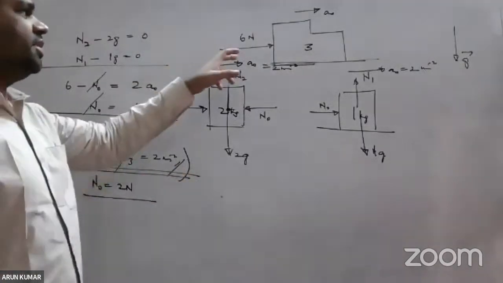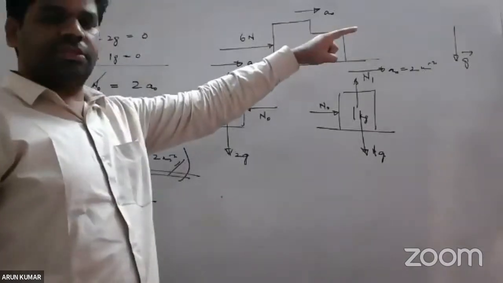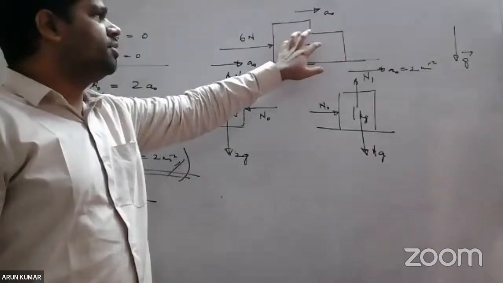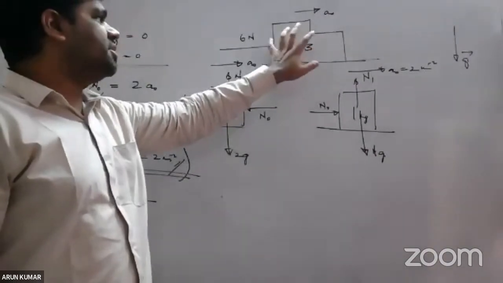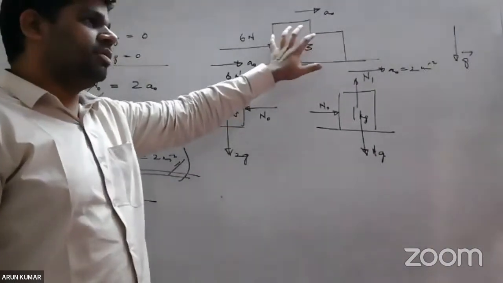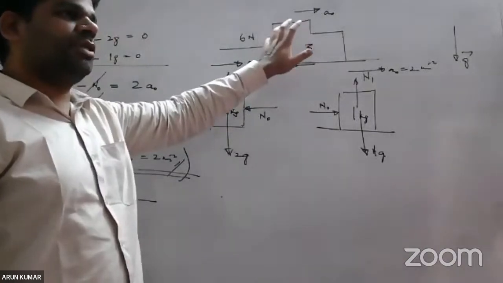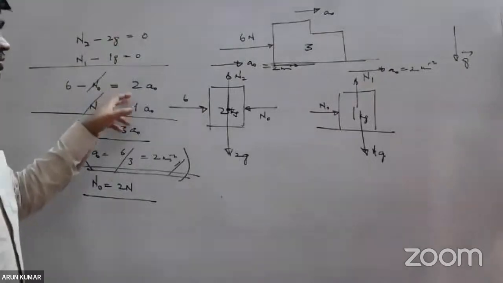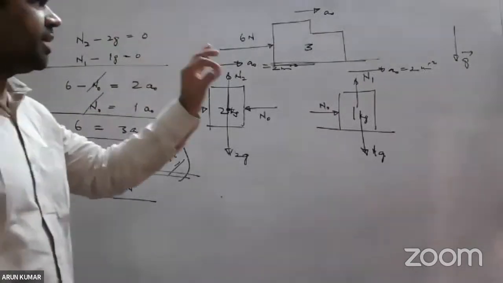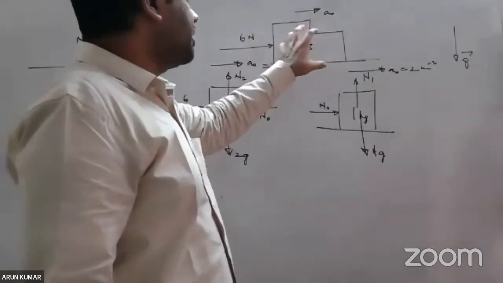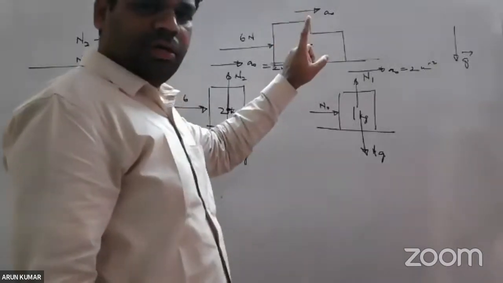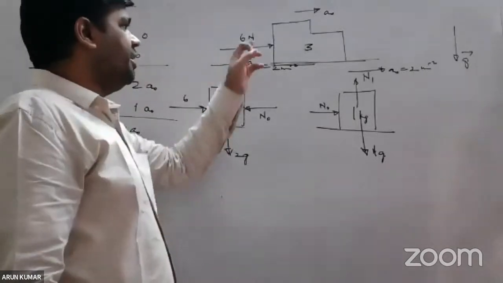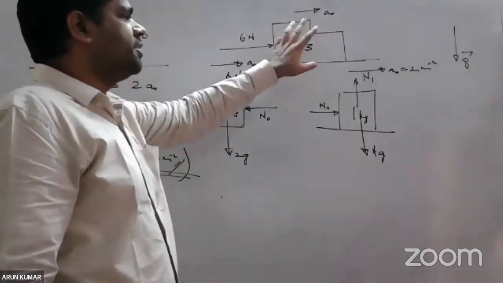So net force is equal to total mass into acceleration. What is total mass? M1 plus M2, 2 plus 1. And acceleration is net force by total mass. Net force is 6, but total mass is 3. I got acceleration as 2 directly. So I don't have to solve these two equations to get A. The fact that they're moving together means I can treat both the blocks as one block, and I write F is equal to MA for this block of 3 kg.